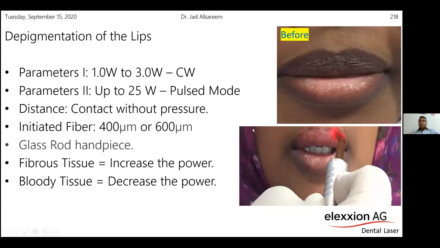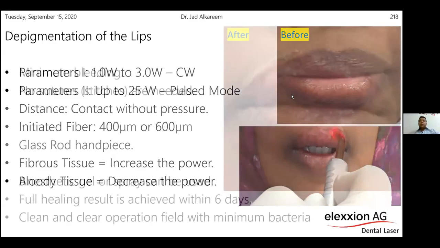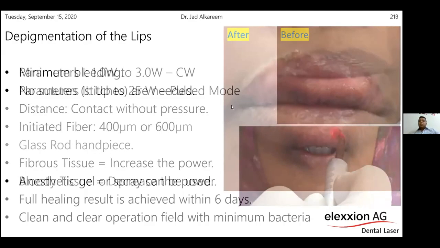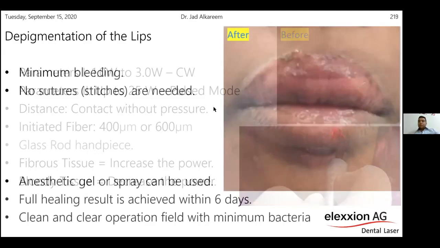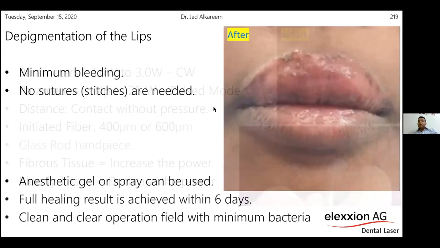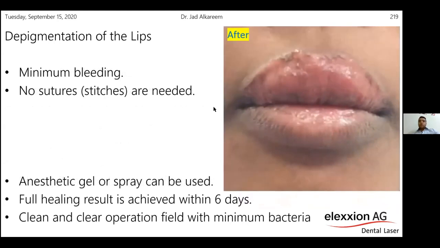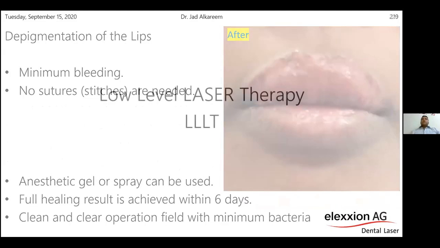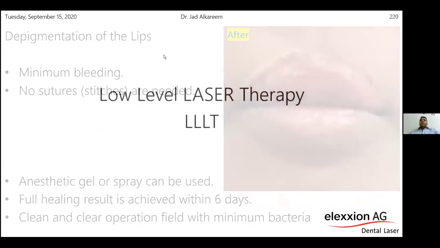Here is the picture before the treatment, during the treatment, and after the treatment. The handpiece used had a 600 micrometer fiber together with the glass rod. The final healing was achieved within 6 months. There is light discomfort after this treatment because the patient will feel some kind of burn in his lips. This will be gone within 4 or up to 6 hours after the treatment. That's totally normal. Then we go to the low-level laser therapy.